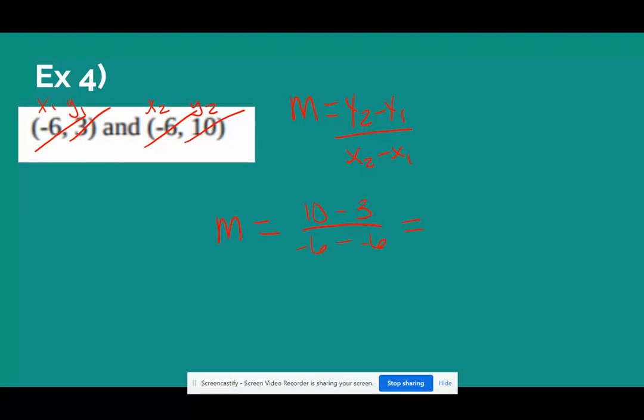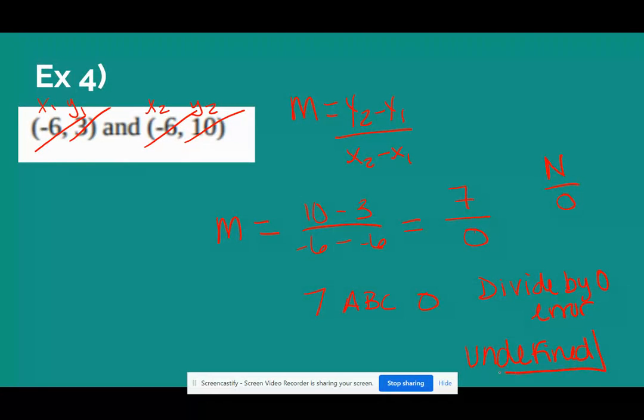And then we subtract. 10 minus 3 is 7. And then negative 6 minus negative 6 is 0. When we see a 0 on the bottom, we think of the word no, or we can just try reducing it. 7 ABC 0. When you do 7 ABC 0, you get a divide by 0 error. Divide by 0 error. And when you see that error message, it's automatically undefined.